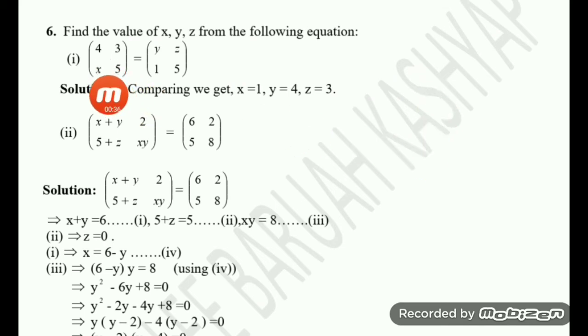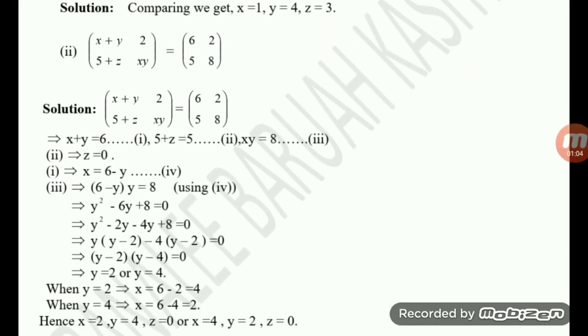So here you see, generally the known position means, the 2 2 position here is 5, and here also the 2 2 position is 5. That means since the matrices are equal, the known position must always be equal. Comparing, what do we get? 4 is equal to y, 3 is equal to z, x is equal to 1. That's it. So you have got the values of x, y and z. Okay. Now go to the next question.